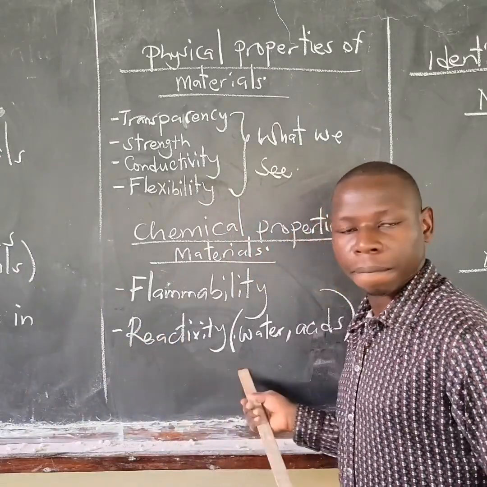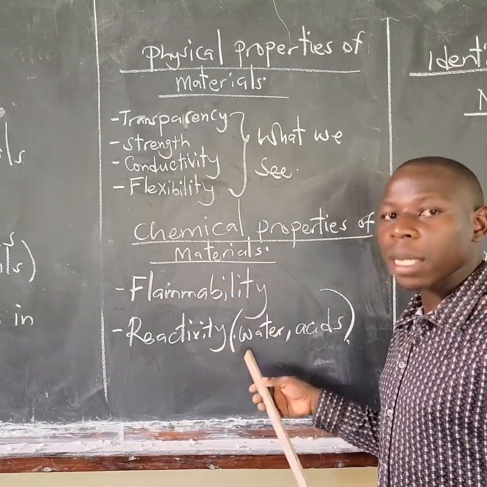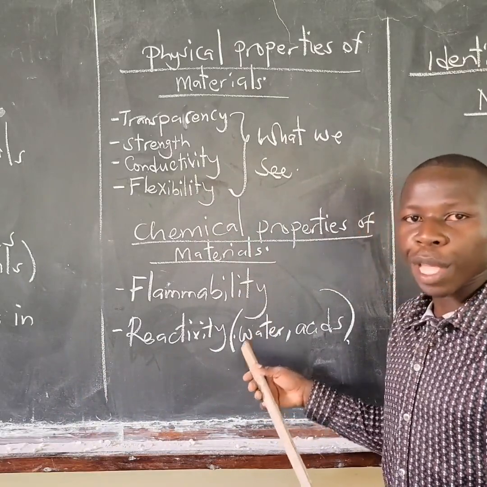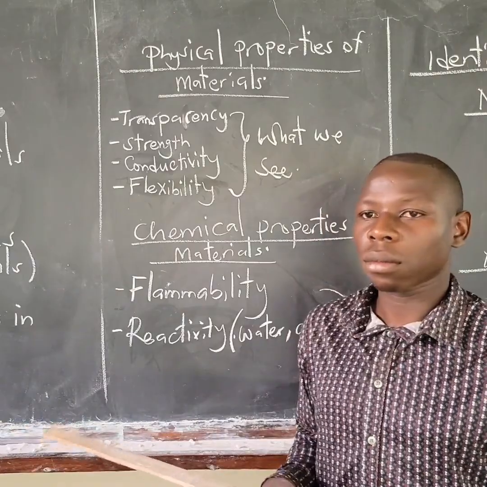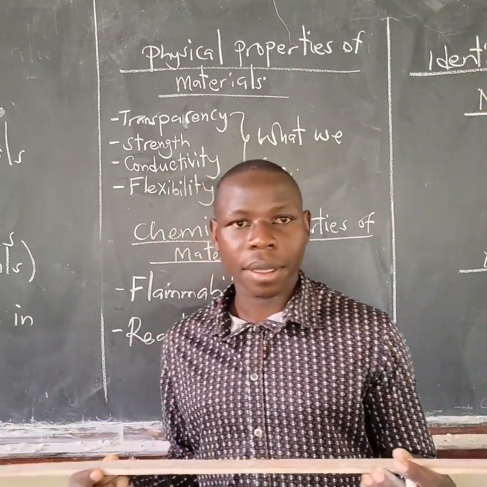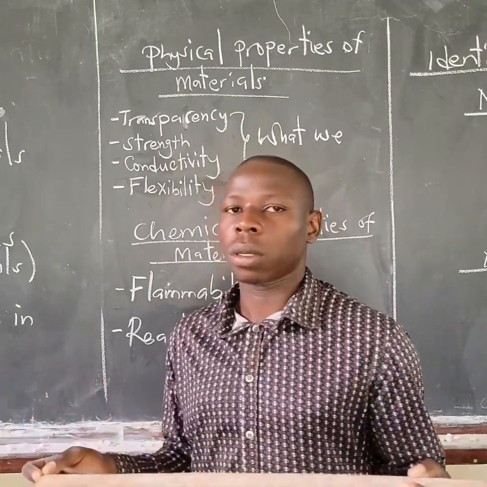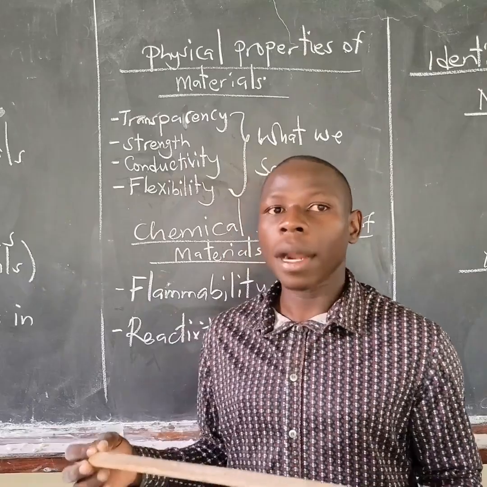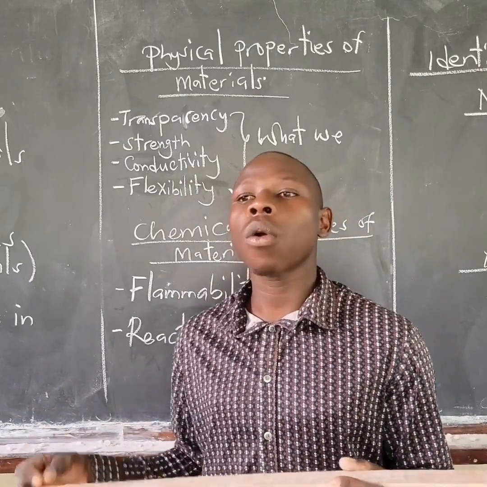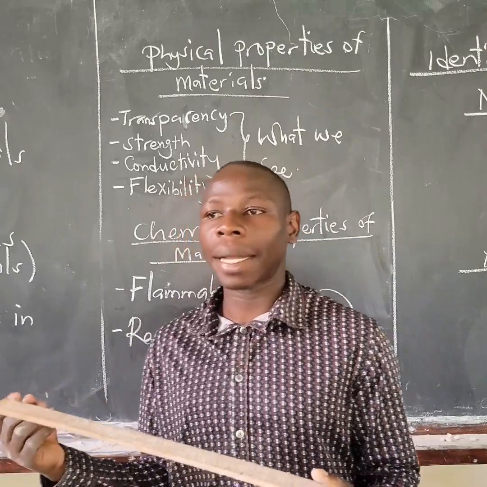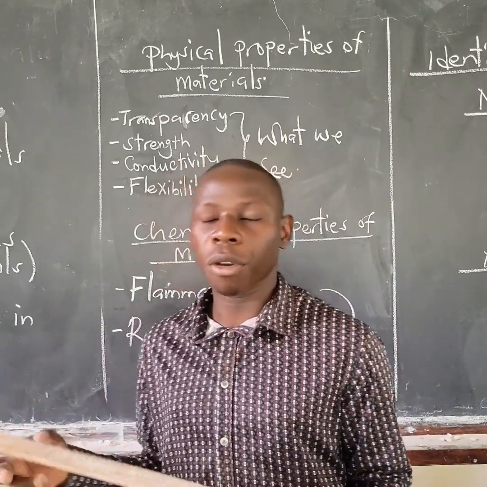Then, reactivity. When we talk about reactivity, we are looking at how it will behave when it comes into contact with water, and how it will behave when it comes into contact with acids. We can experiment with this. We get a given volume of an acid in a beaker, then we dip small portions of wood, glass, one at a time, then an iron nail, then even a plastic cup. We can get a portion of any plastic material and drop it in there.